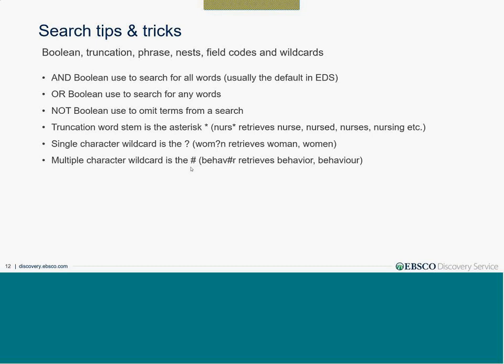And the multiple character wildcard functions in the same way. It's the hash or the pound sign, and you again can use this for a variation between British and American spelling, as an example. And in this case, it's going to replace multiple characters. Those are some of the searching tips and tricks that you can play around with when you are searching on EDS.